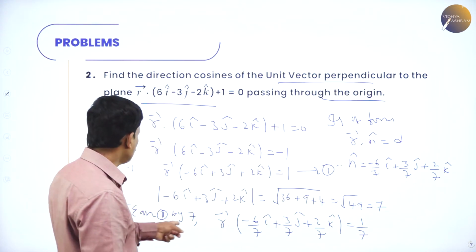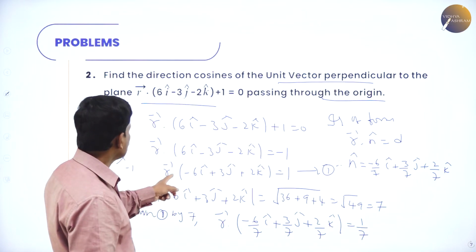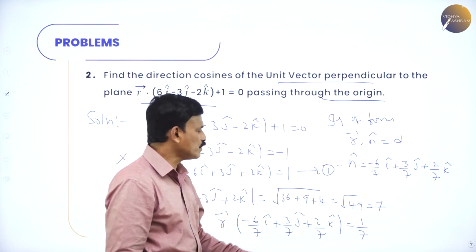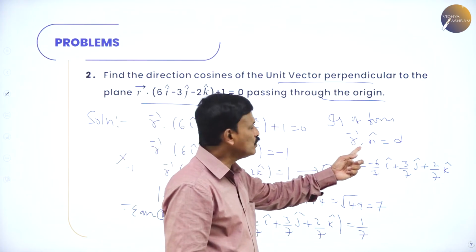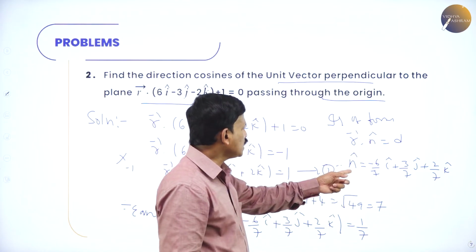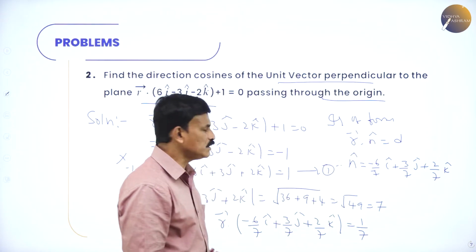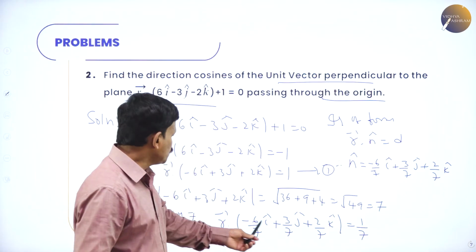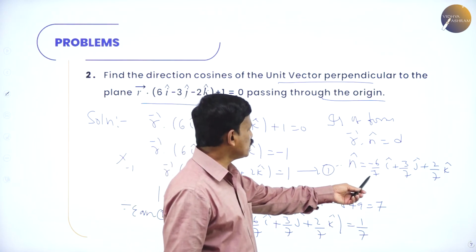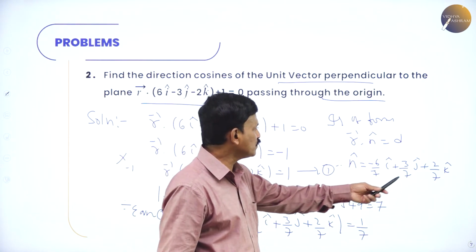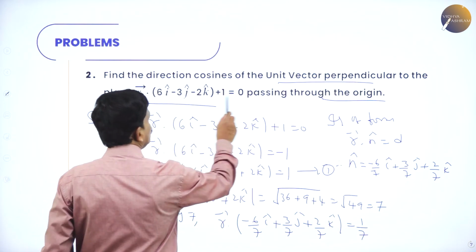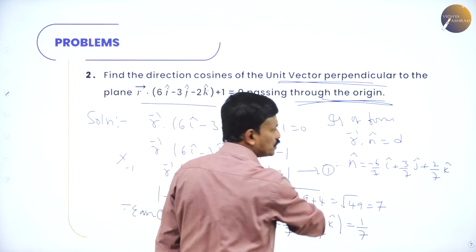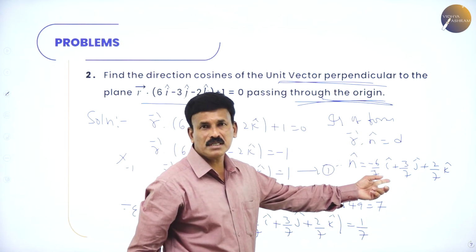Divide equation number 1 by 7. So that is vector r dot (minus 6 by 7 i plus 3 by 7 j plus 2 by 7 k) is equal to 1 by 7. Comparing with the standard form r dot n cap is equal to d, n cap is equal to minus 6 by 7 i plus 3 by 7 j plus 2 by 7 k. This shows that n cap is the unit vector perpendicular to the plane and passing through the origin.